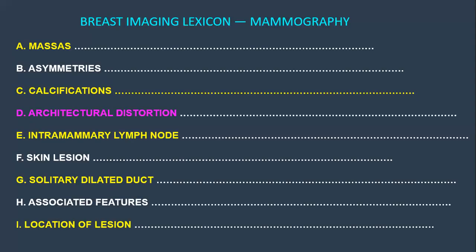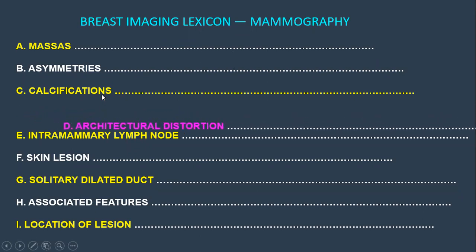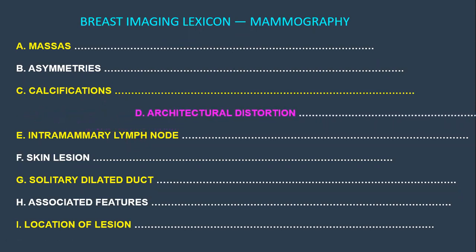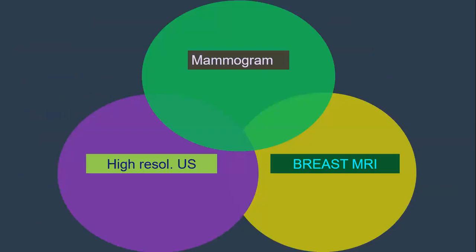We completed already the analysis of the first major abnormalities in mammographic lexicons, the masses, asymmetries, and calcifications, and the fourth major mammographic abnormality in the lexicons is the architectural distortion. We are going to talk about it today. So architectural distortion is the third most common mammographic appearance of non-palpable breast cancer.